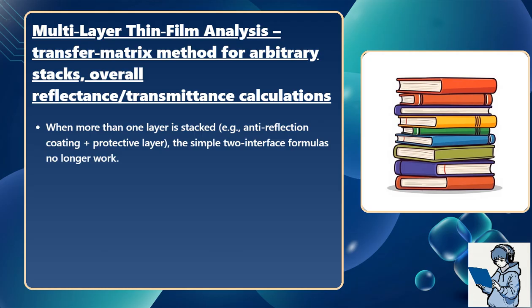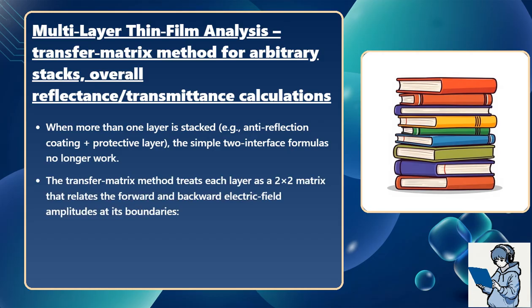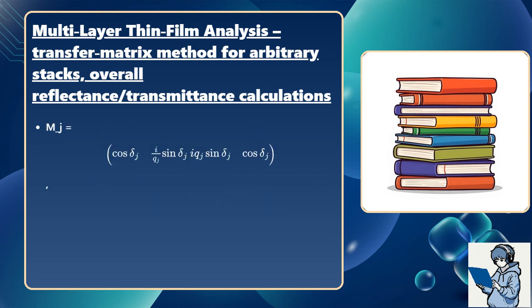When more than one layer is stacked, for example anti-reflection coating plus protective layer, the simple two-interface formulas no longer work. The transfer matrix method treats each layer as a 2x2 matrix that relates the forward and backward electric field amplitudes at its boundaries. M sub j equals a matrix with cosine delta j in the top left, i over q sub j times sine delta j in the top right, i q sub j times sine delta j in the bottom left, and cosine delta j in the bottom right.